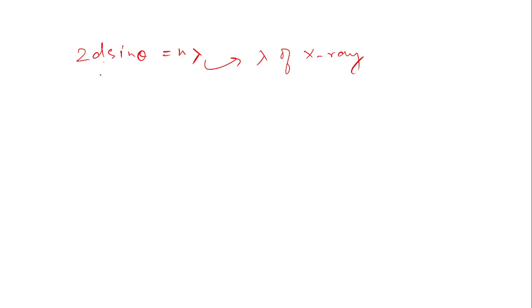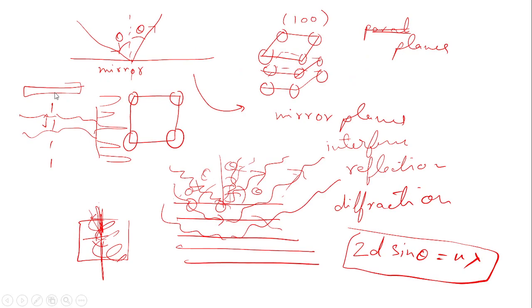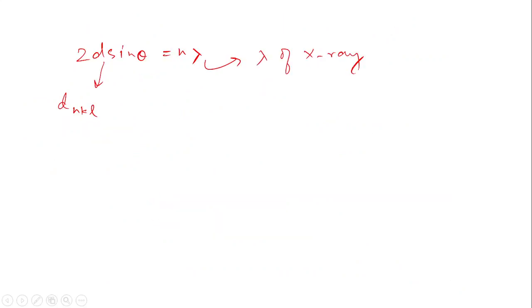2 is just a number, d is the distance between the HKL planes. Like here I'm using this family of planes, they will have the same distance throughout, right? Because they are 100 planes, they will be equidistant. So the distance between these planes is d HKL. It's similar to the grating, like gratings had this gap. Similarly, this is the grating element, we can say. But this is interplanar spacing.